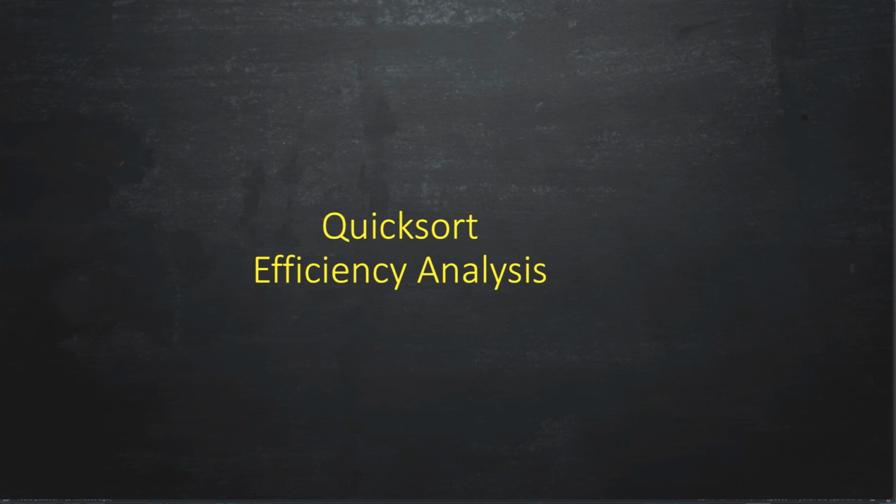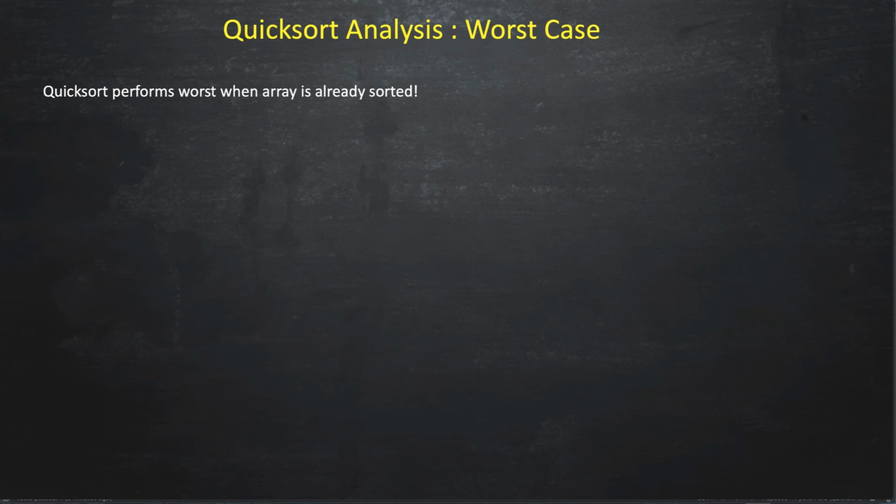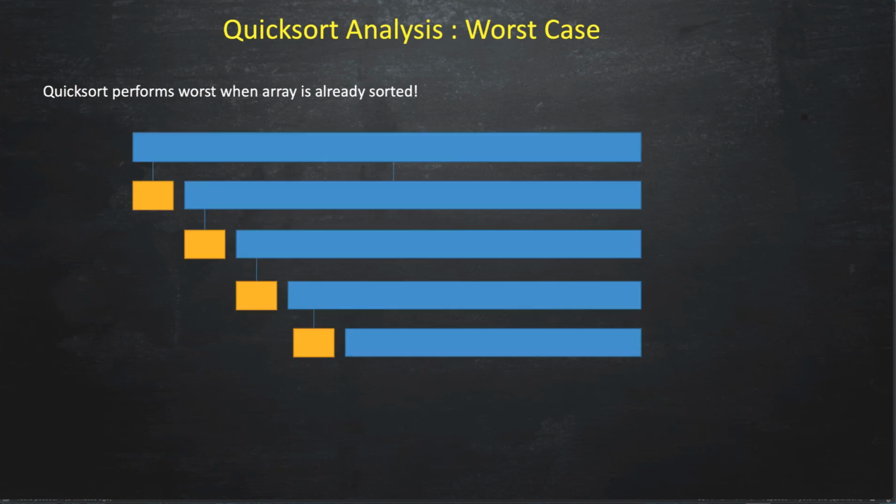Alright, let's look at efficiency of Quicksort. Quicksort is the most popular sorting algorithm. Still, in the worst case, it runs in big theta of n squared. So let's look at why that is. Quicksort performs worse when the array is already sorted. Let's see why.